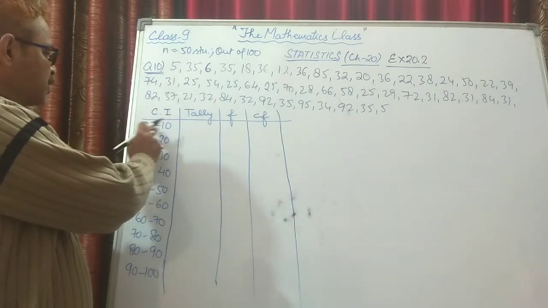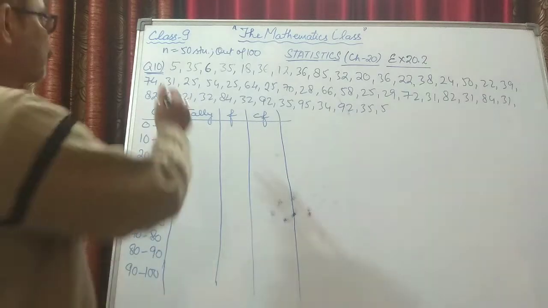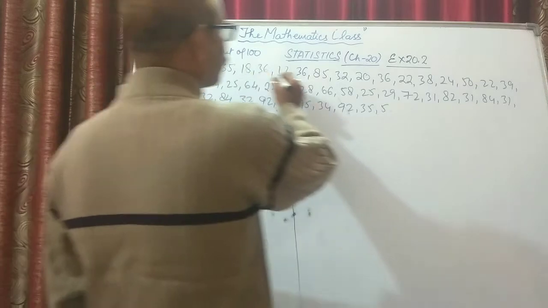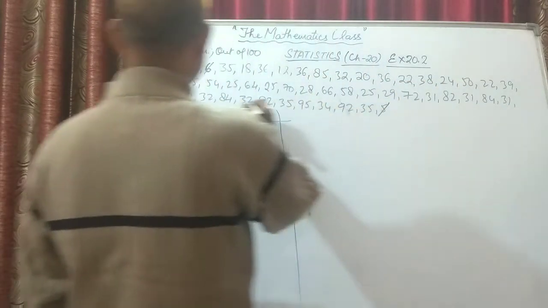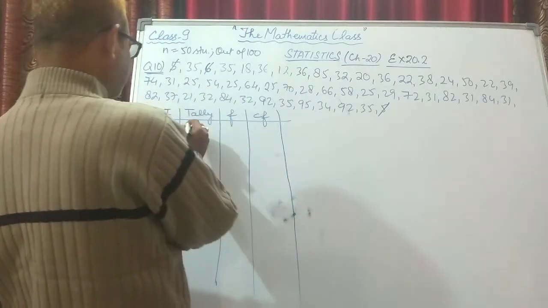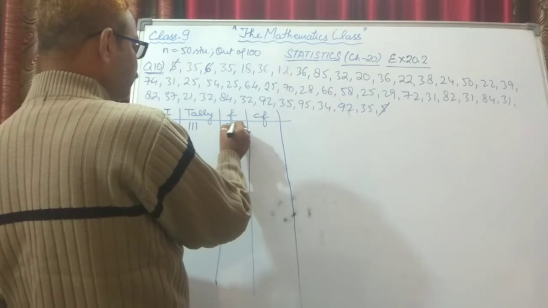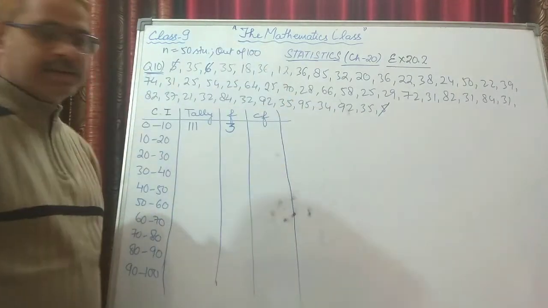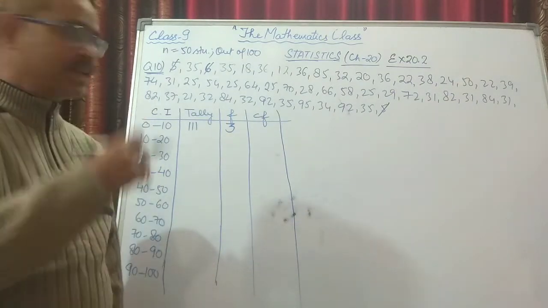Now let's see how many numbers are between 0 to 10. So 1, 2 and 3. Total there are 3. So in tally we will be making 1, 2, 3 and in frequency we will be writing 3. Means there are 3 digits in this whole data which are between 0 to 10, or you can say less than 10.